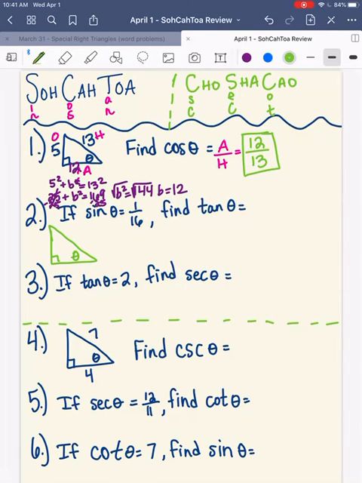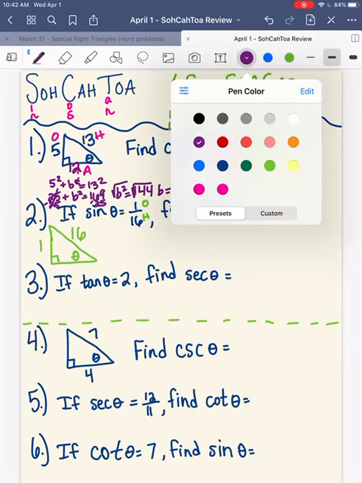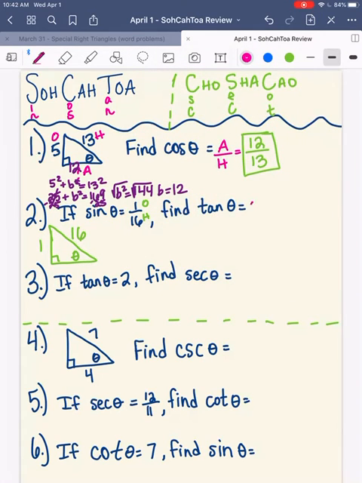Remember, you can put theta wherever you want. I'm a creature of habit. I always put it in the bottom, okay? So sine is opposite over hypotenuse. So I'm going to put my 1 here, and I'm going to put my 16 here. And it wants us to find tangent. So what is tangent? Well, tangent is opposite over adjacent.